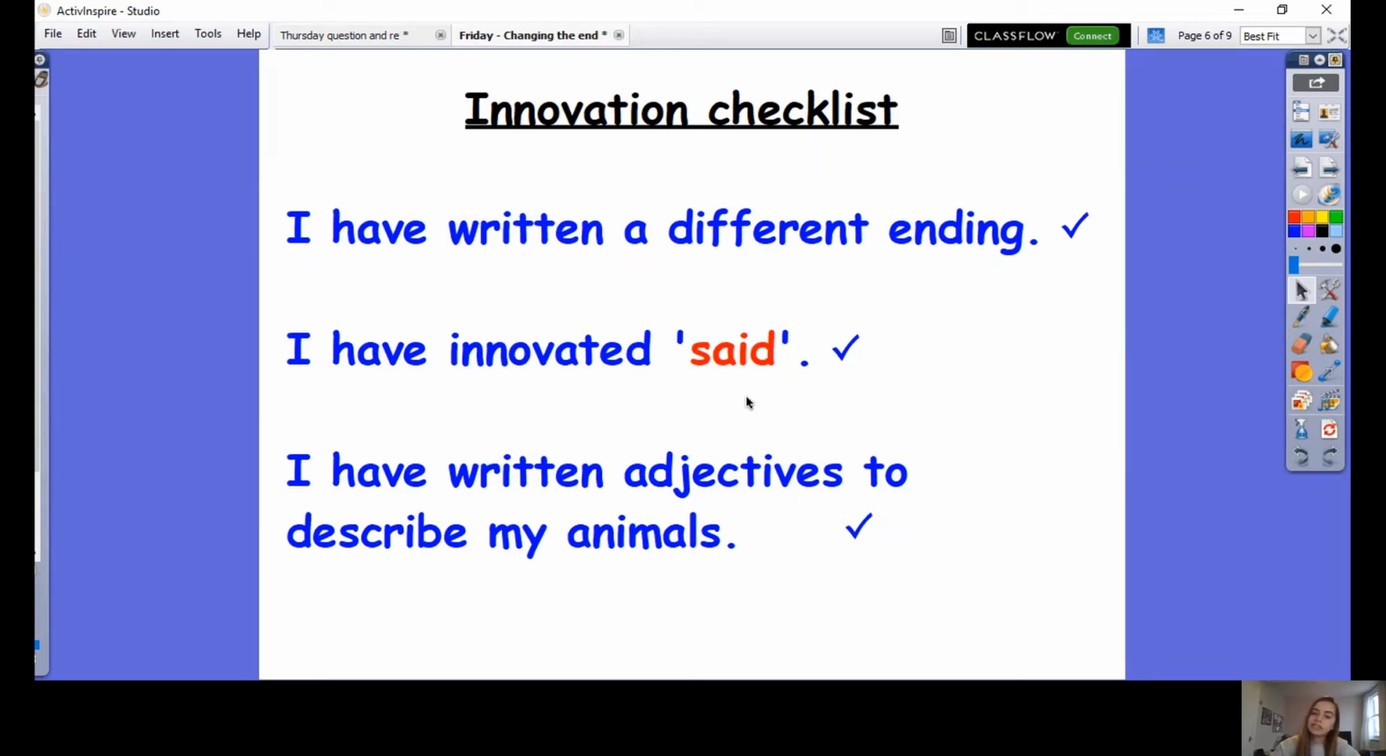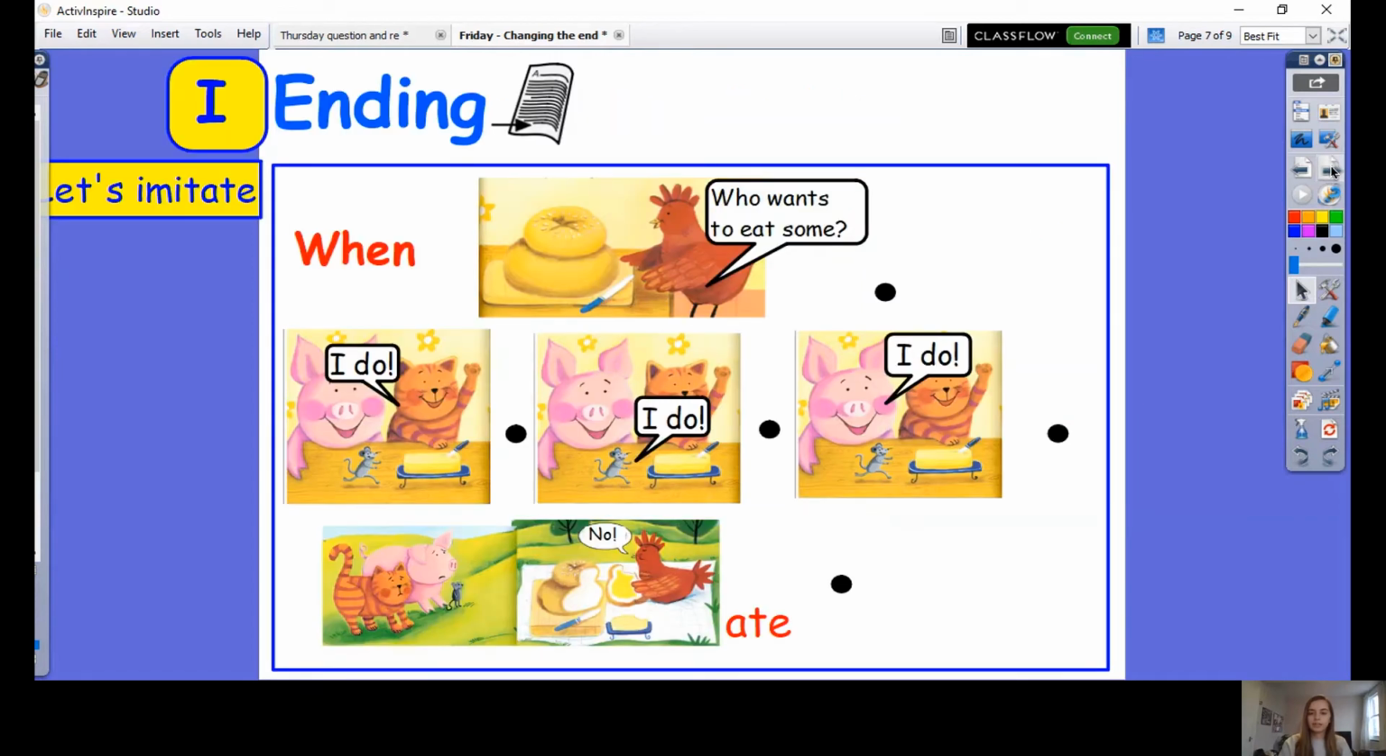You're also going to need adjectives to describe your animals. Luckily, we've done this early in the week, and you can look at your adjectives. You can always change them and add more adjectives to your vocabulary list if you want to today. But I know I already have my adjectives from earlier on in the week. So once you have all those things, you are ready to write your ending.